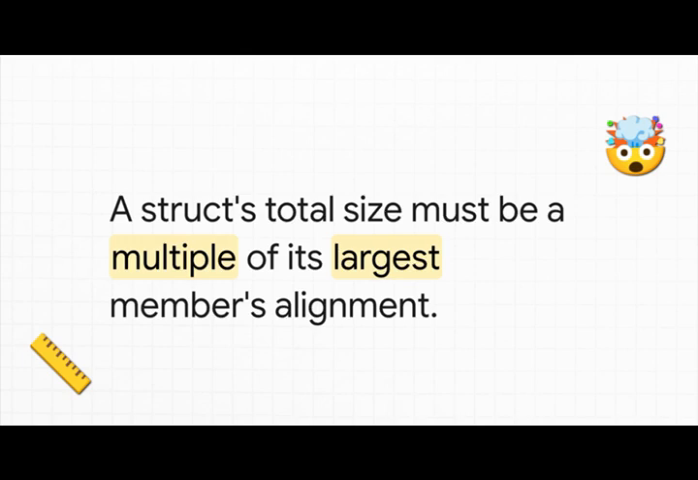It's not just the individual members that need to be aligned. The structure as a whole also has an alignment requirement, and that requirement is set by the largest member inside it. Why? Well, think about an array of these structs. This rule ensures that for every single element in that array, all of its members will also be perfectly aligned.